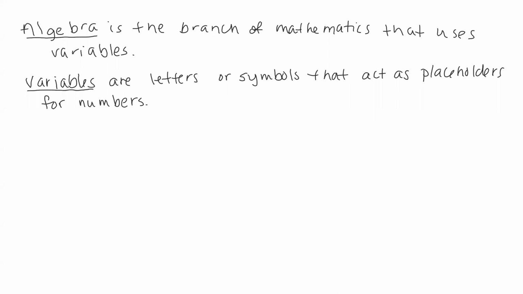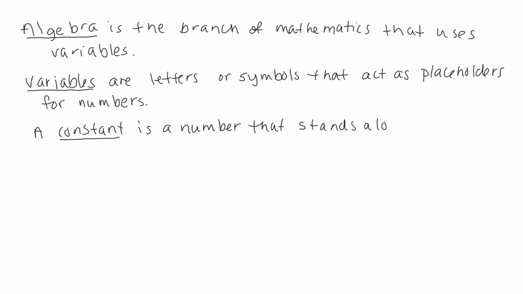And then we also have just numbers that stand by themselves. So we have a constant. And a constant is a number that stands alone. So if I had something like, let's change colors here, let's say I had something like x plus 5. Well, x would be considered the variable. And 5, because 5 is all by itself and it's not being multiplied by any kind of a variable, we would consider 5 to be a constant.